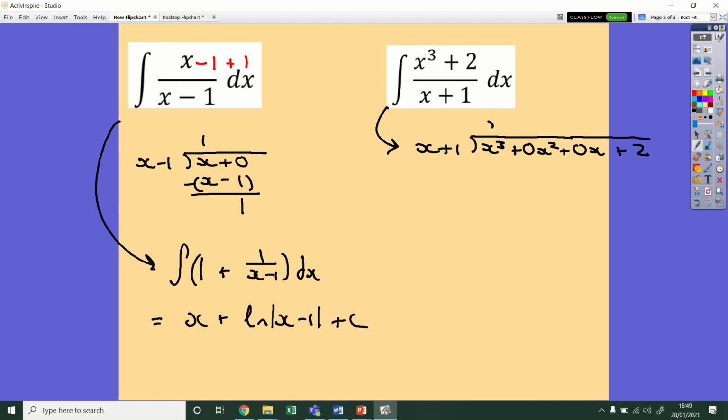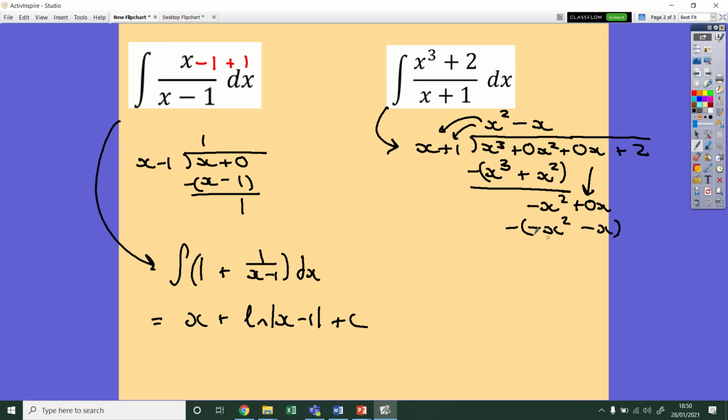Now I can divide in x squared here. X squared times these two gives me x cubed plus x squared, and then subtract. That will give me 0 minus x squared is minus x squared. Bring this part down. X is into minus x squared goes minus x times. X times this term at the front is going to give me minus x squared minus x. Subtract away. 0 minus minus x is positive x, and then we're going to bring the 2 down as well.